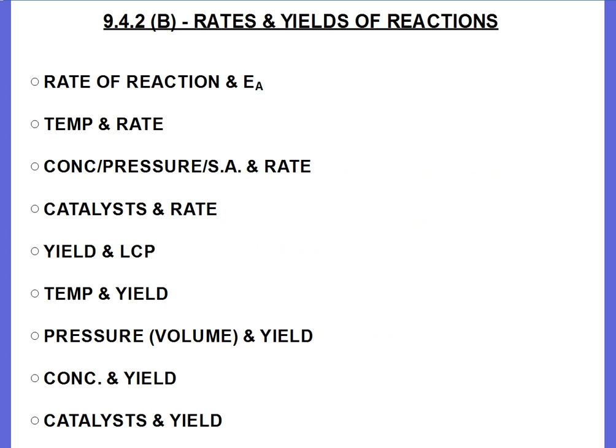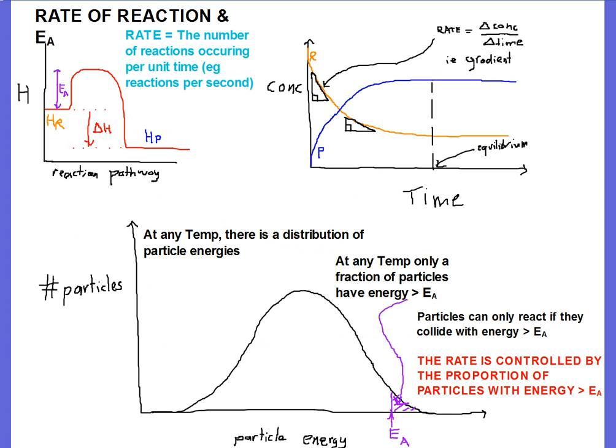This one is looking at 9.4.2 again, the Haber process focus area, but this time we're just going to focus on the chemistry of rates and yields of reactions. And the first thing is rate of reaction. You need to know the rate of reaction is the number of reactions occurring per unit time, e.g. the number of reactions occurring per second. And rate of reaction is very closely linked to something called activation energy.